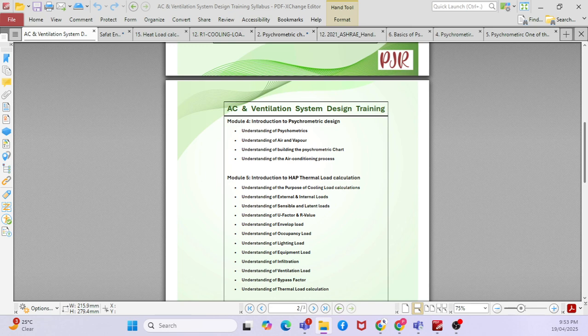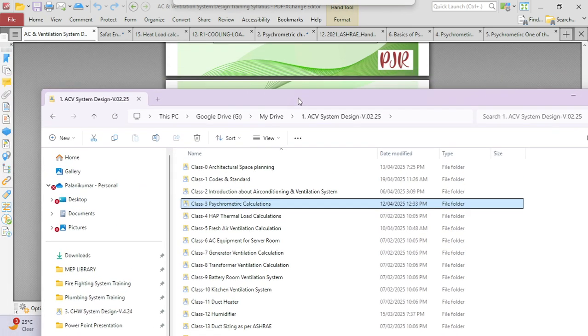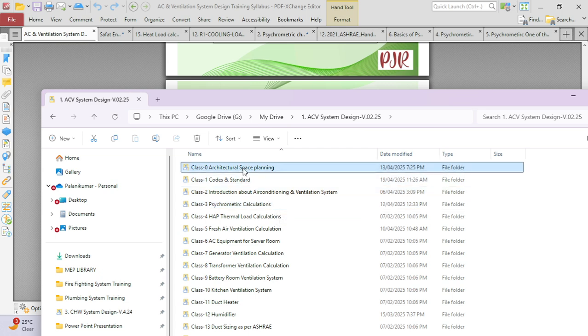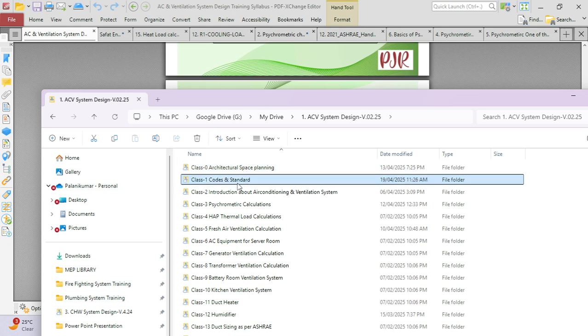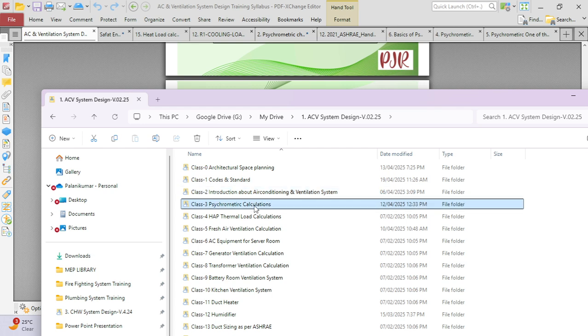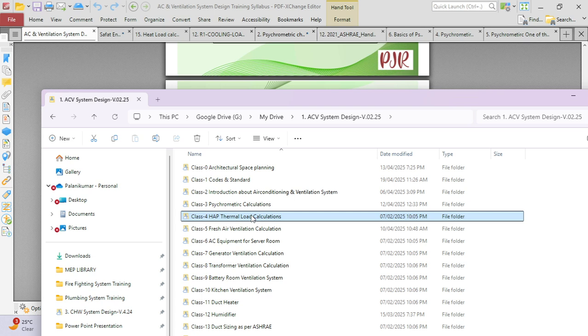Clear. So what I will do now, I will be sending you the introduction about architecture. I think last time I sent you architecture space planning, right? I will be sending you now codes and standards, international introduction about air conditioning and ventilation, then psychrometric calculations, then HAP thermal load calculations. I'll be sending you all 4 documents.